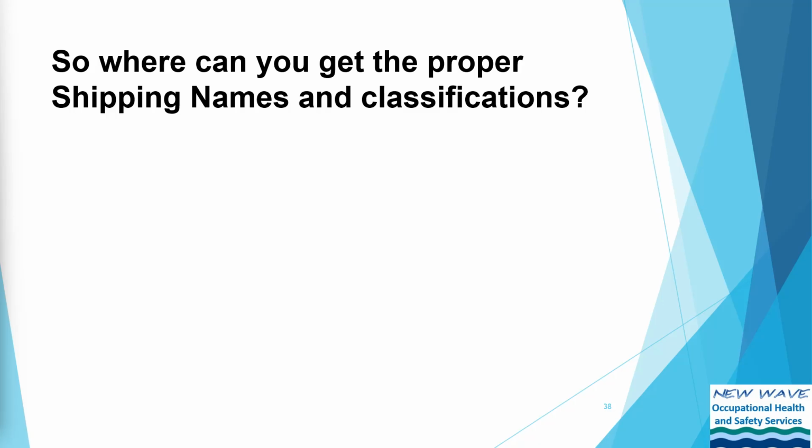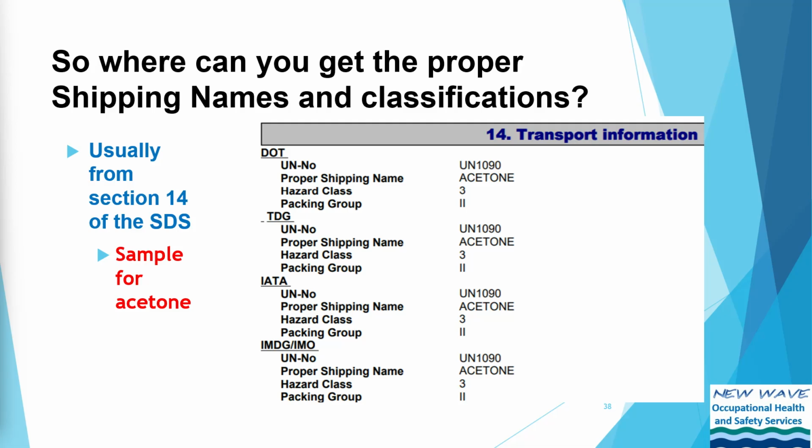So where can you get the proper shipping names and classifications? In most cases, a non-manufacturer will look at section 14 of the safety data sheet, and presto, there is the transportation of dangerous goods information. In a lot of cases, similar information will be listed more than once. In the case on the slide, 4 times. Why would you think that is?